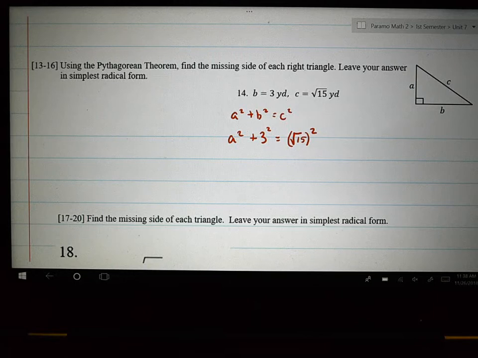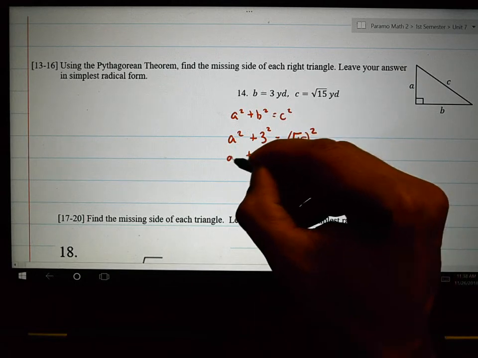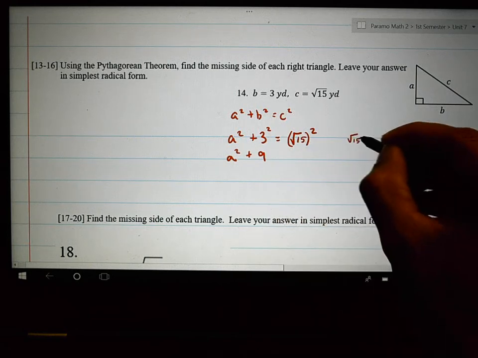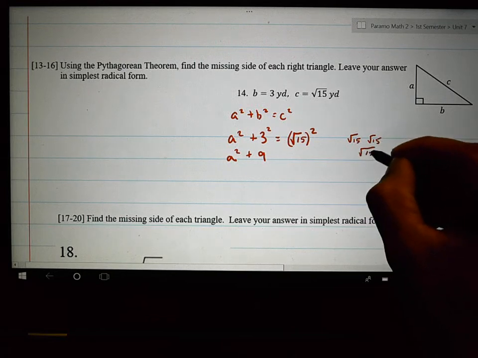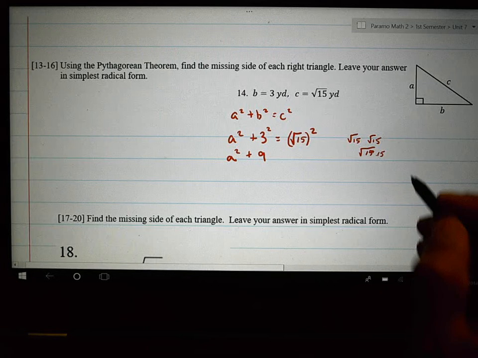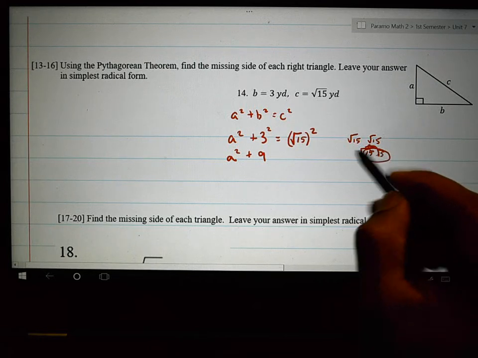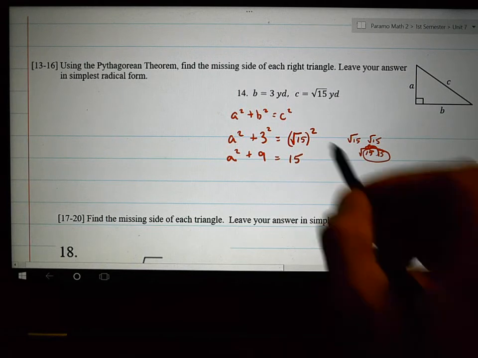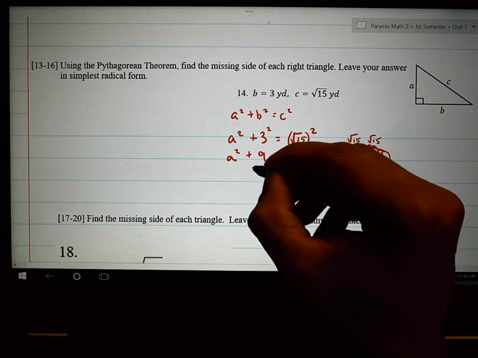And now we're going to simplify it. 3 squared is 9. Root 15 squared is a root 15 times another root 15. Those are both inside. You could make it bigger, but why do that? Save yourself the step. Put them both inside. Look for the pair. Pop that sucker out. And you just get 15. You could double check that on the calculator if you want to, but it's shorter to do it in your head. Subtract the 9 from both sides.